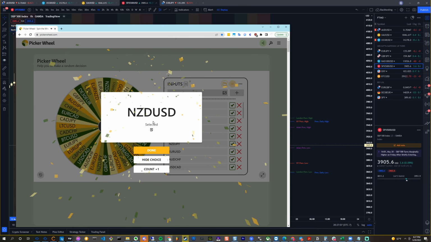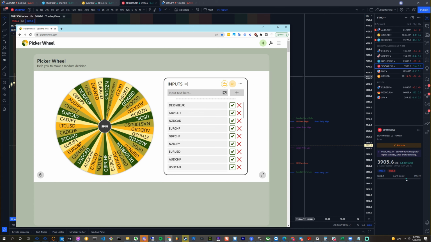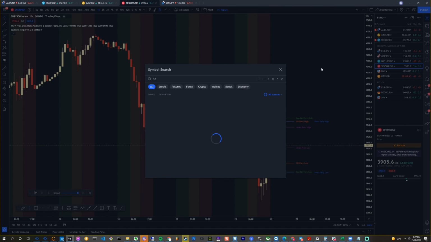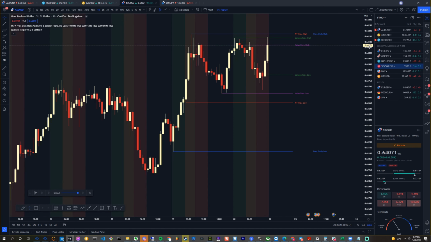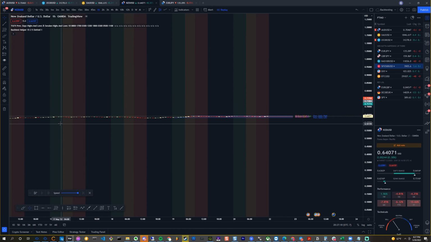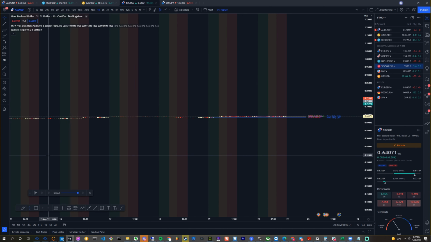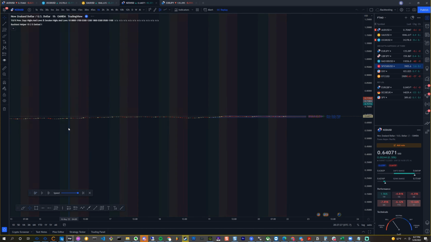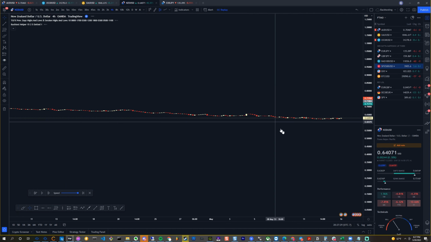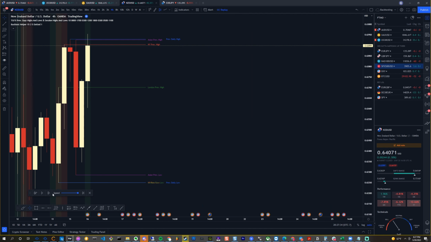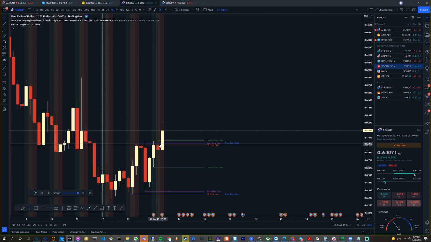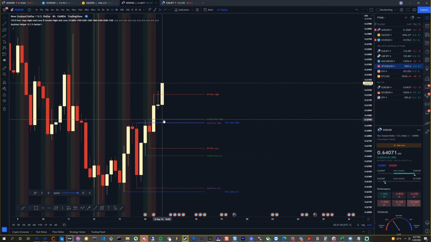New Zealand US May 17th. Okay, I can do New Zealand US May 17th. Let's do New Zealand US, and let's flatten out price here. So that's the 17th there. What we want to do is go to the 16th and then go to the 11 o'clock candle on the 4-hour, 11 p.m. that is. And then we look at order flow.